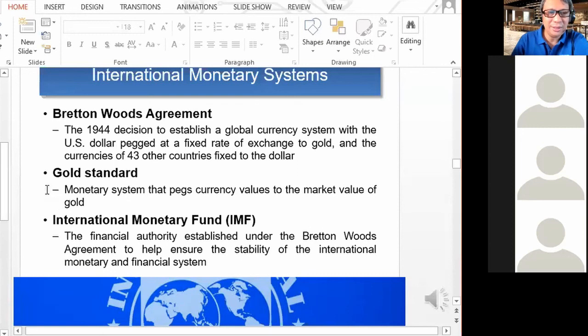So gold standard, no? This is the monetary system that pegs currency values to the market of gold. This was before. Today, what we are using is actually the fiat standard.